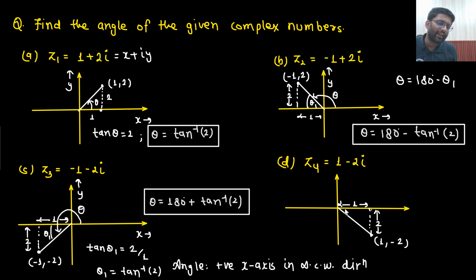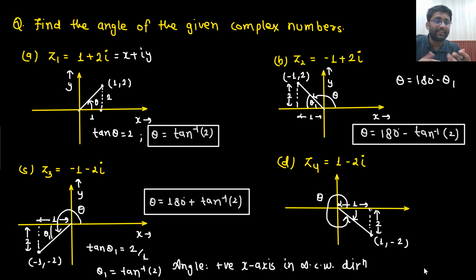What will be your angle? Angle is always measured from the positive x-axis in the anti-clockwise direction. So this will be the angle. This is the angle theta. Right? This theta we are supposed to find out. But sir, this particular angle I can find out very easily. So if angle is always measured from the positive x-axis in the anti-clockwise direction, what if I measure the angle in the clockwise direction?